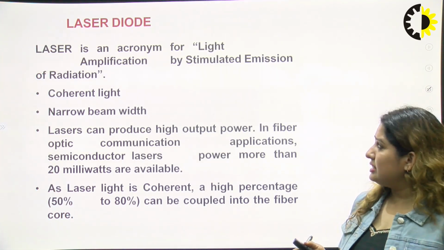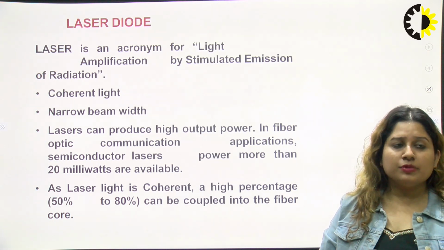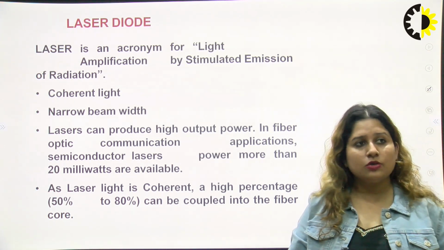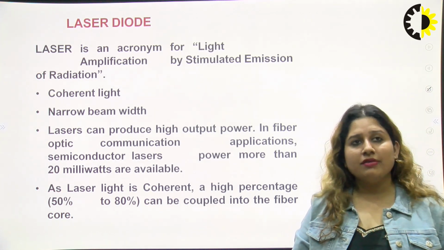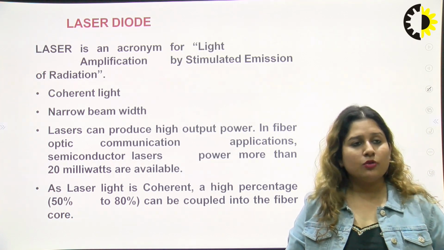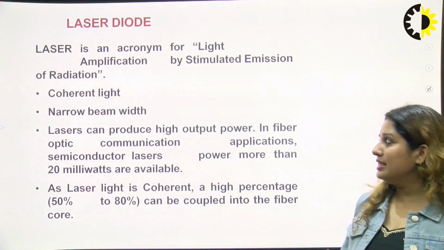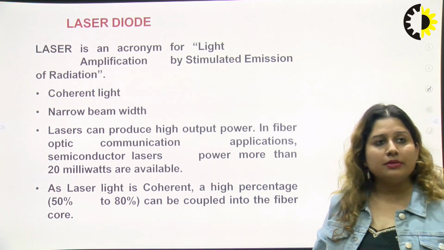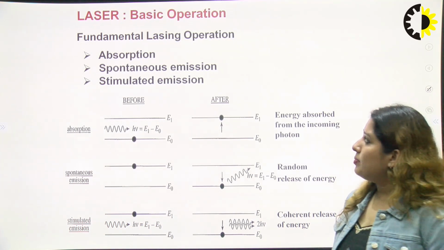So this is the basic definition of a laser. What are the basic characteristics of a laser? It has a coherent beam and a narrow bandwidth. A laser can produce a power which is much higher as compared to an LED. LEDs have power in microwatts, whereas lasers have power in milliwatts. So obviously lasers have much higher power as compared to LEDs. Now we can see the basic operation of the laser.